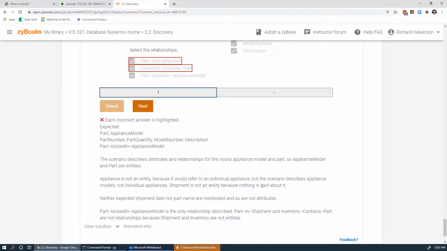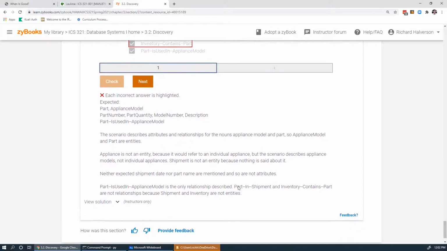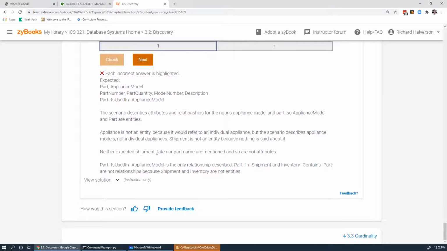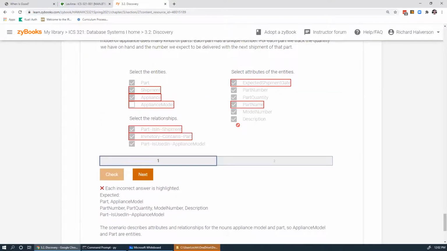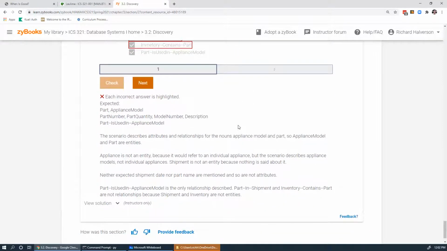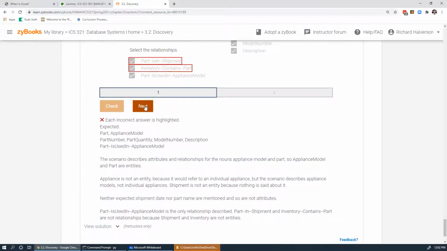Shipment is not an entity because nothing is said about it. Neither expected shipment date nor part name are mentioned, so they're not attributes. Oh, they have to be mentioned. We aren't just using our understanding that a part would have a name. We have to pay attention to the description up here. Okay, so let's try this again.